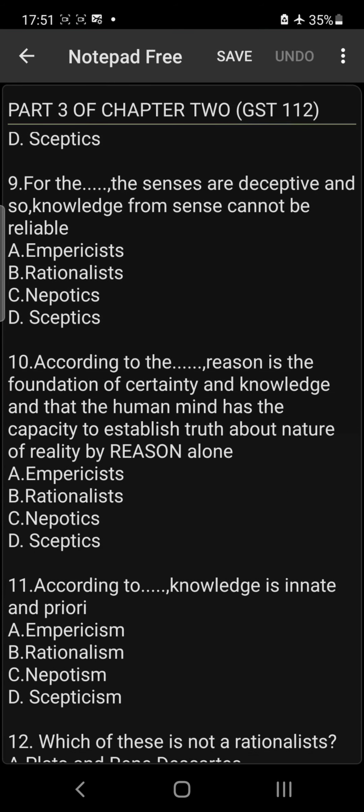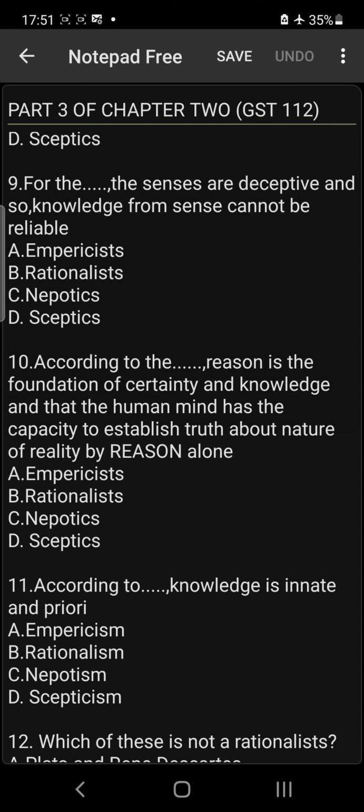Number 9, for the dash, the senses are deceptive, and so knowledge from sense cannot be reliable. According to the rationalists, the senses are deceptive, and so knowledge from sense cannot be reliable. Please, the answer is rationalist.